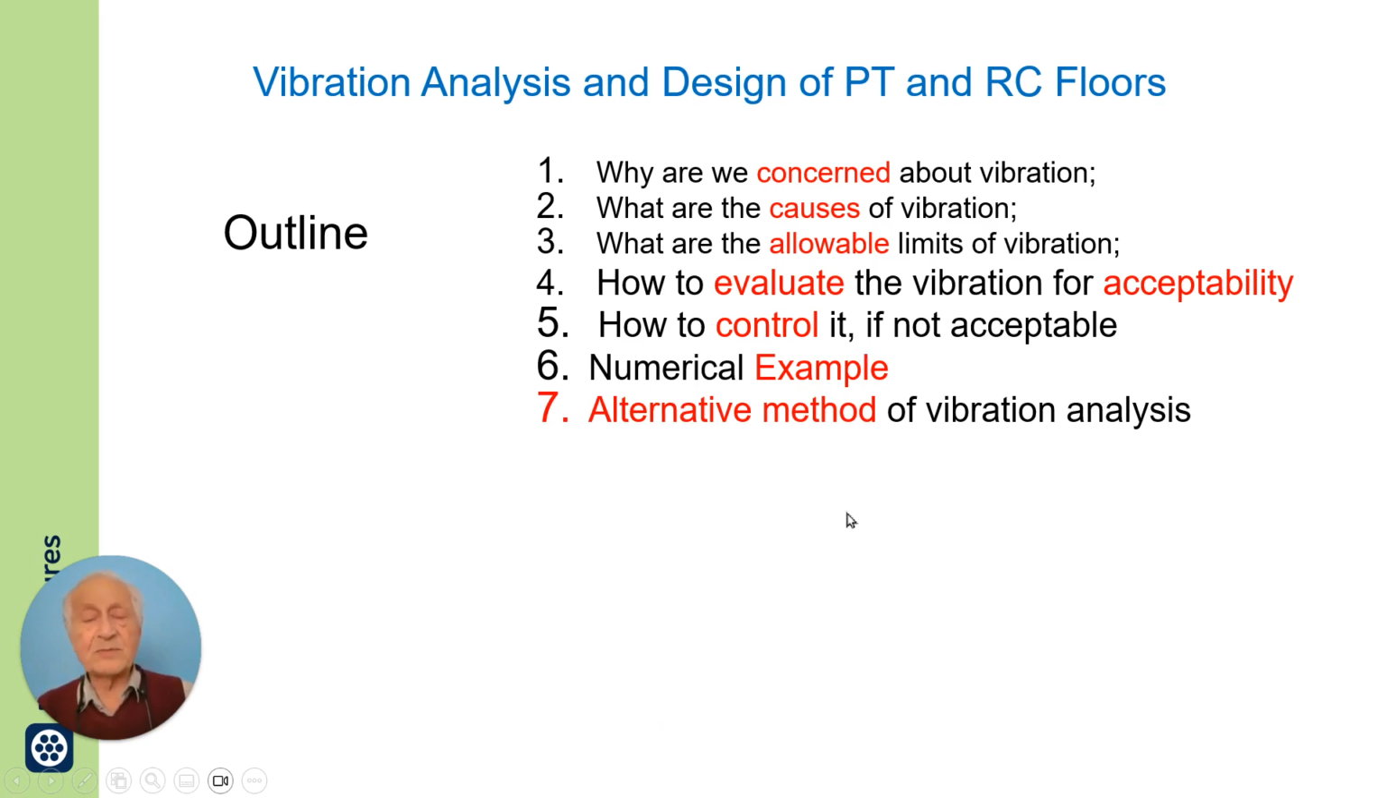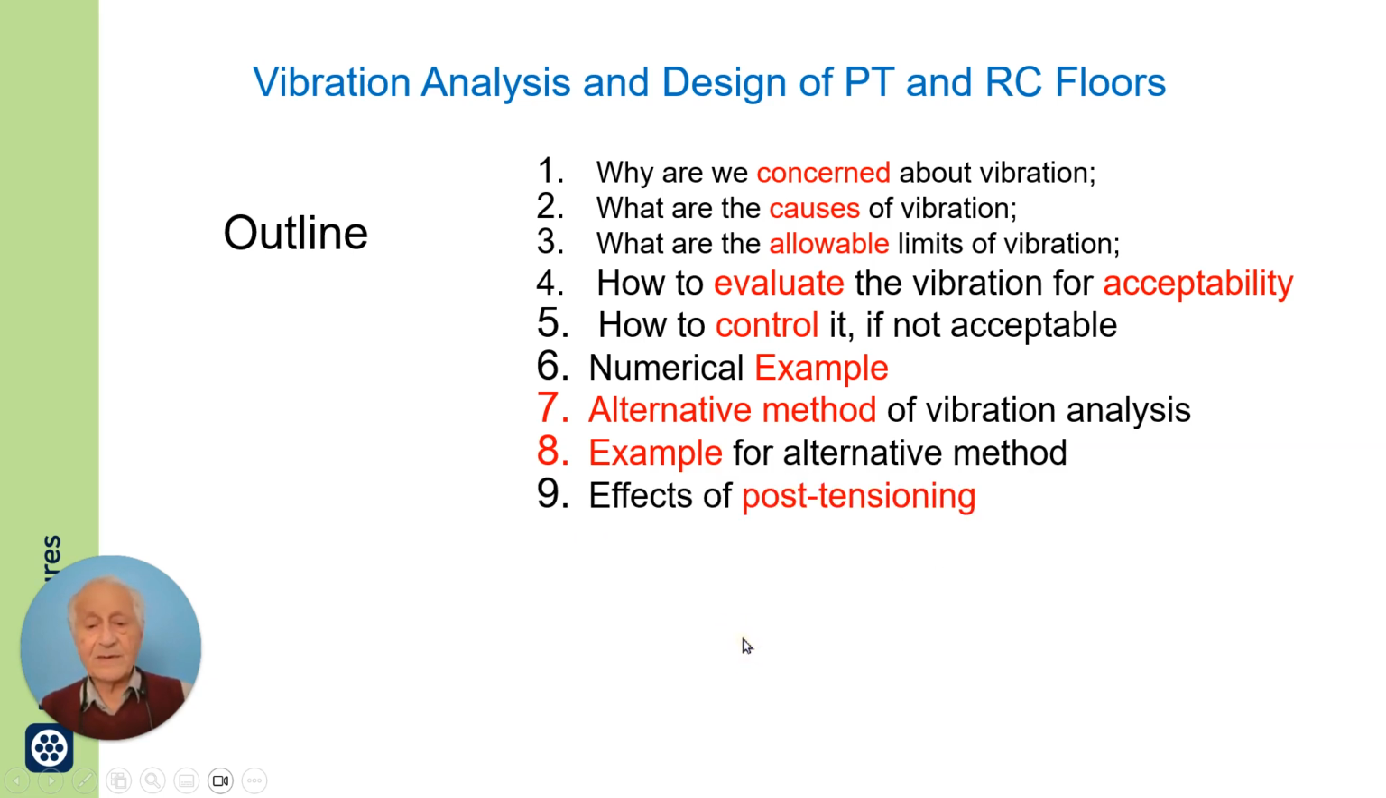The numerical example would be based on the common state of knowledge. The alternative is based on a prior state of knowledge, maybe 50 or 60 years ago, when computer programs were not as widespread as they are today. And then I will also go through an example of the alternative method. That would be helpful for those of you who may not have access to specialized software.